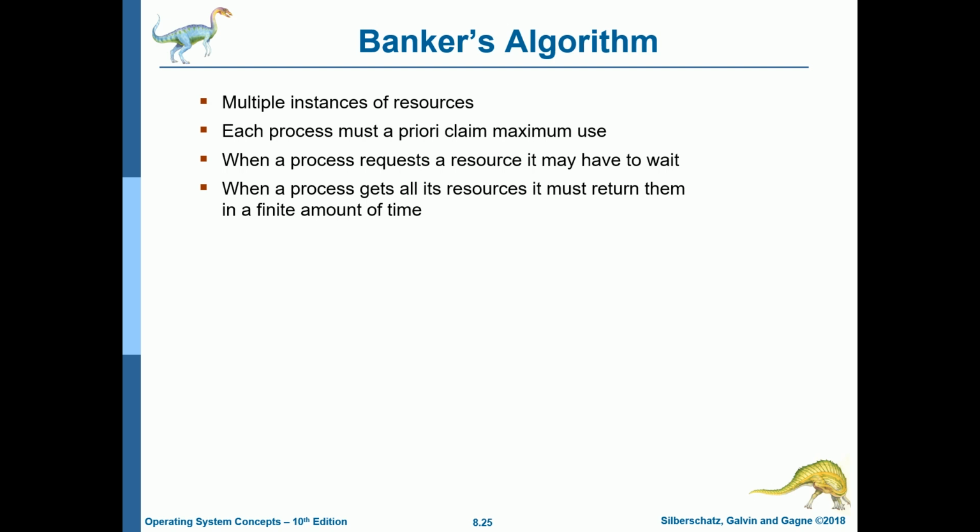Whenever a new thread enters the system, it must declare the maximum number of instances of each resource type that it may need. This number may not exceed the total number of resources in the system. When a user requests a set of resources, the system must determine whether the allocation of these resources will leave the system in a safe state. If it will, the resources are allocated, but otherwise, the thread must wait until some other thread releases its resources.